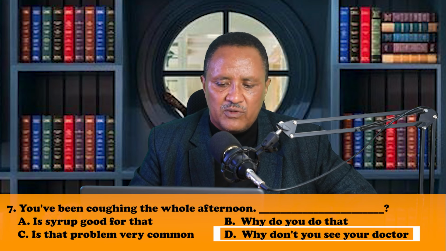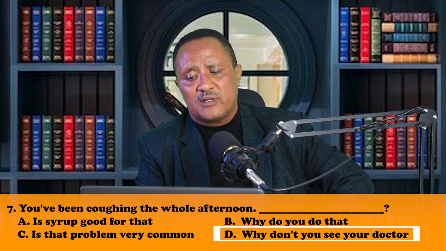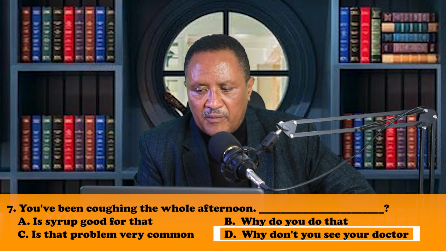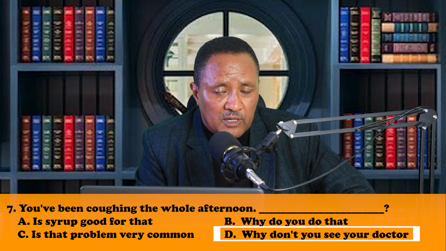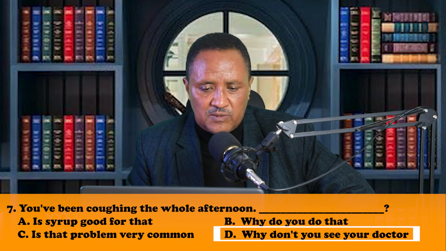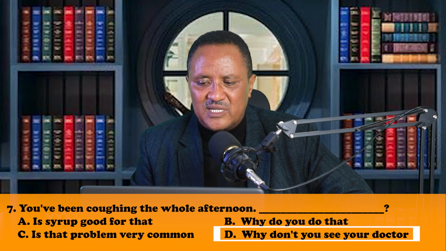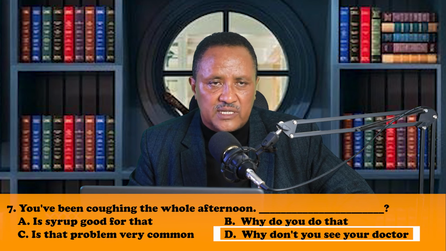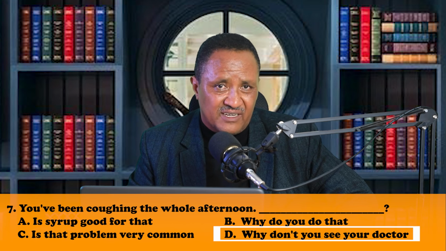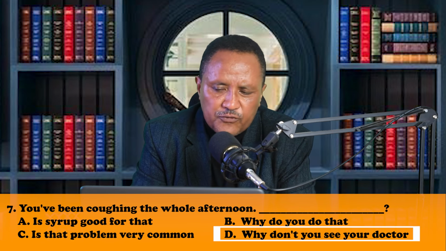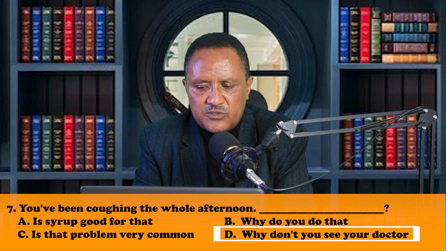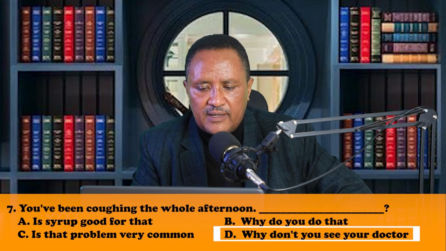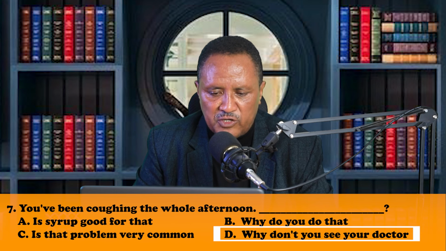Here is a breakdown of the options, let me tell you. A, is syrup good for that? It is not appropriate. Why is it not appropriate? Because it suggests a remedy rather than addressing the concern about the coughing. So whenever you analyze it from the context in which the structure has appeared, this cannot be a sensible answer. When you come to B, why do you do that, it is not suitable because it sounds accusatory or puzzled about the coughing. So we would say that this is not a sentence which is highly empathetic or helpful for the person who is under stress. C, is that problem very common, is a bit off topic because it shifts the focus from the person's cough to the general prevalence of coughing problems. So it is a little bit slippery in nature and a little bit off the topic of the discussion. So the best answer in this regard, as I have mentioned from the very outset, is choice D.